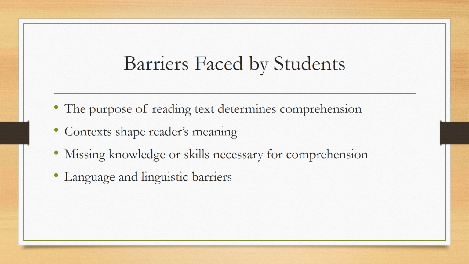It may be students' ethnic background, current social situation, socio-political context, family situations, peer groups, extracurricular activities, even the environmental factors such as temperature and noise level. All of these can shape a reader's meaning.